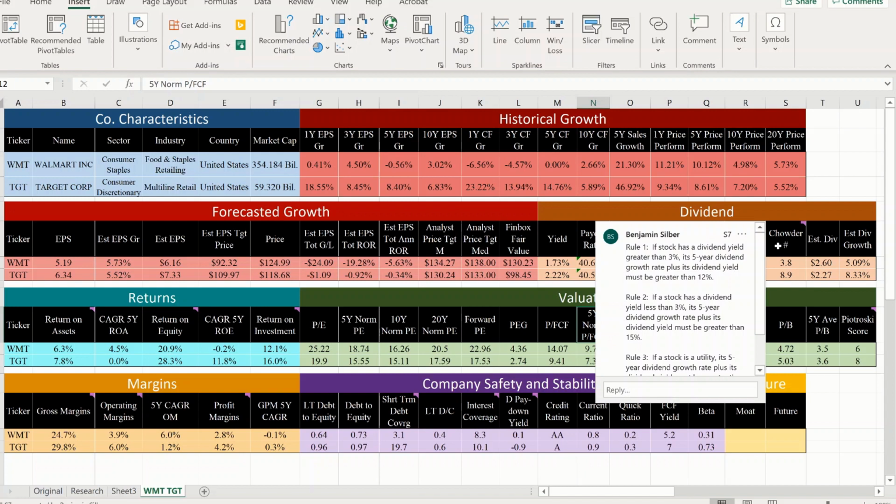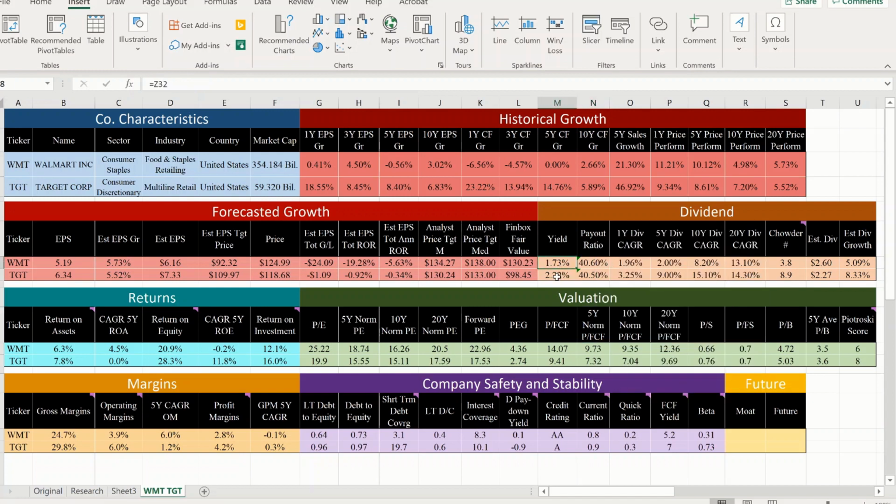As shown here in this comment I made for you, if a company is above a 3% yield, we would expect the yield plus growth rate to be at least 12. If it is under 3%, we would expect the yield and growth combined to be at least 15. Sadly, both are under 3% yields, as we can see here, so we would expect a combined growth of at least 15. However, obviously both are not even close to 15 or to 12. Therefore, they both fail the Chowder rule, but Target does beat Walmart by a significant margin.